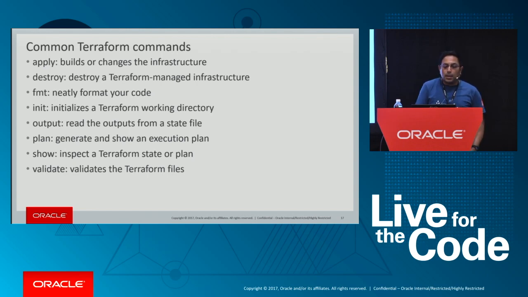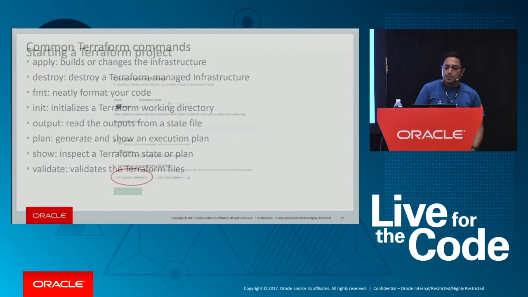Plan helps you to generate and show what's going to happen if you use apply. So for example, you change certain parameters around your project, it helps you to figure out, am I going to add a new server or am I getting rid of certain stuff? So it lets you know what's going to happen, right?